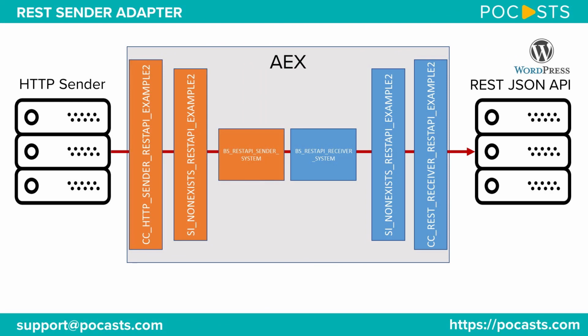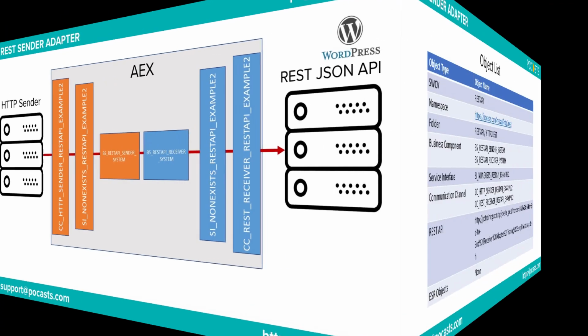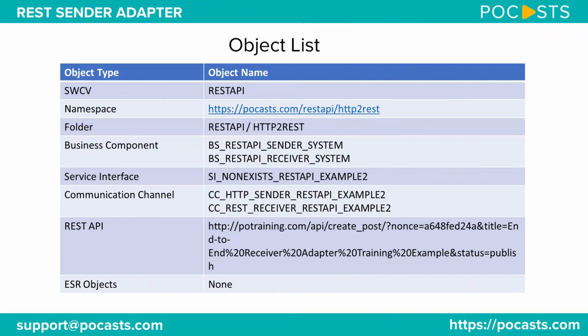And remember that the sender system and the receiver system we used in example 1, I'm going to reuse. Even the name I have changed from example 1 to example 2, and the protocol name from HTTP to REST. This is the object list, which has the software component that we previously created in example 1. Then I have changed the namespace. Then we will create a subfolder under REST API, and that folder name will be HTTP to REST. Then we will have the two business components which we'll reuse, and we developed these business components in example 1. So if you don't know how to create the business component, then refer to example 1.